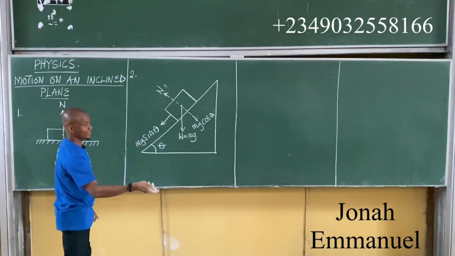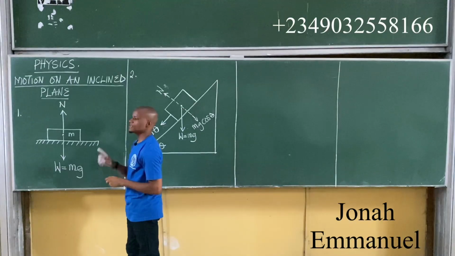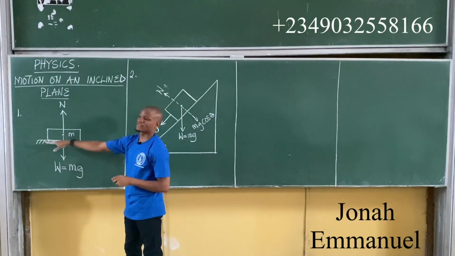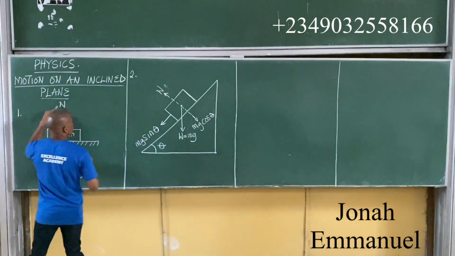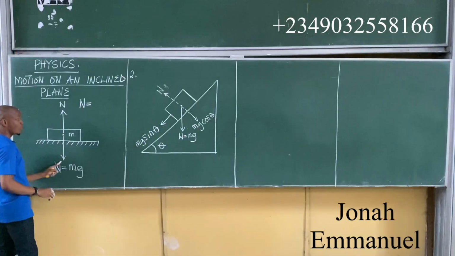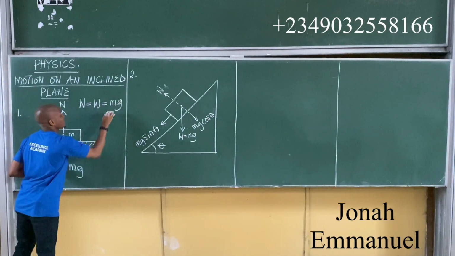Get these differences, please. When a body is on a smooth surface or just a place like this, you have that normal reaction N, of course, is equal to weight, W, which is equal to mass times gravity.